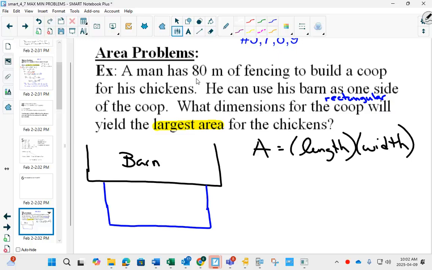So let's do some possibilities. Let's pick a random number for this side. He has 80 meters of fencing. How much could the farmer put on this side? What's an example? Can't put 700, right? He's only got 80 meters. Put 20. Good. He puts 20. What would this side be? 20. And what would this side be? 40. Perfect.